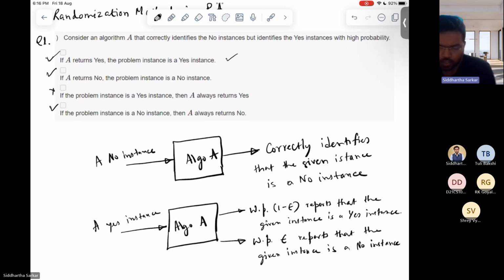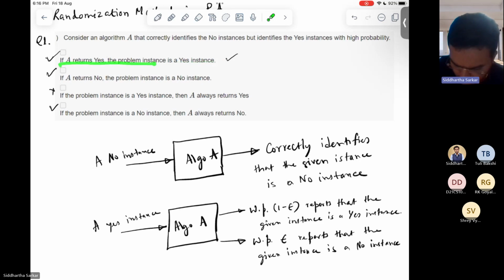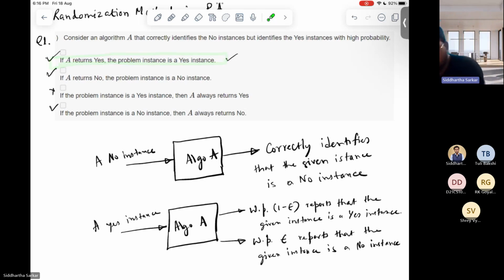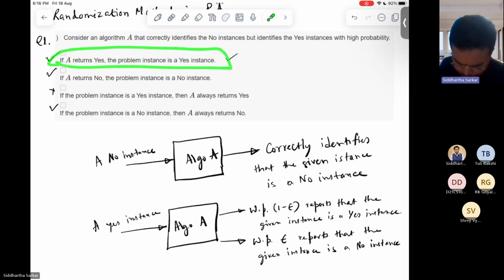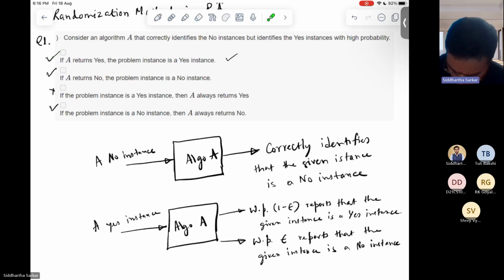All right. So I agree with most of what you have said. But let's look at the options one by one. So first, let us satisfy ourselves whether the first statement is true or false. So the algorithm has returned yes. So this implies that the problem instance is a yes instance. So when can the algorithm return yes? If it is a no instance, then definitely it will say no.